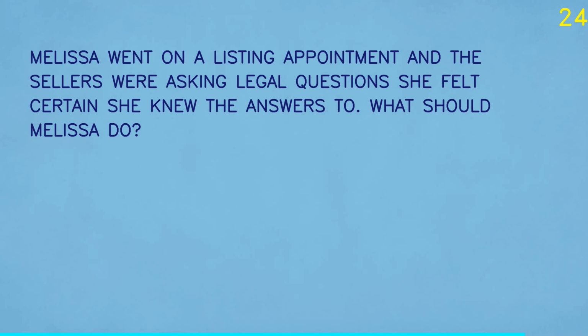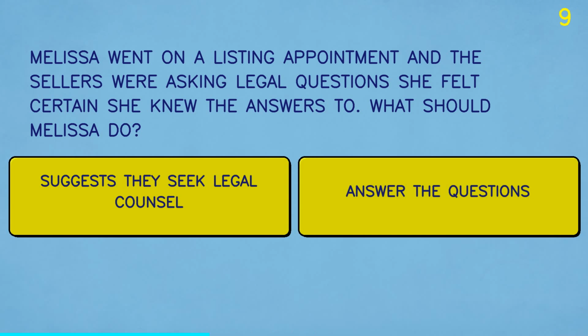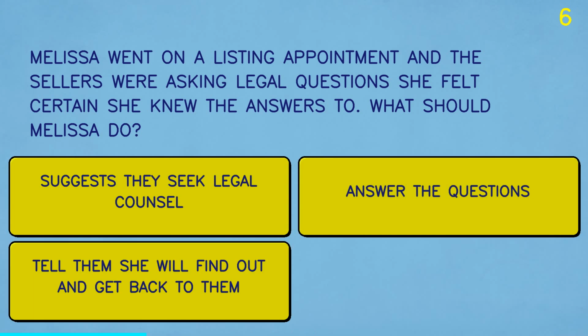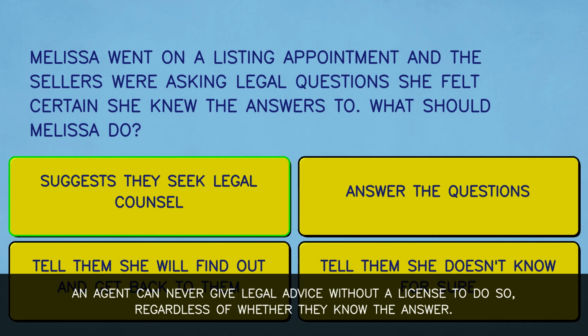Question 3. Melissa went on a listing appointment and the sellers were asking legal questions she felt certain she knew the answers to. What should Melissa do? A. Suggest they seek legal counsel, B. Answer the questions, C. Tell them she will find out and get back to them, D. Tell them she doesn't know for sure. The correct answer is suggest they seek legal counsel. An agent can never give legal advice without a license to do so, regardless of whether they know the answer.